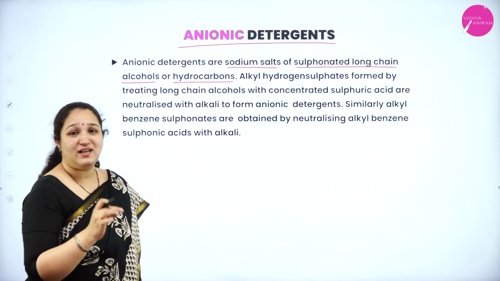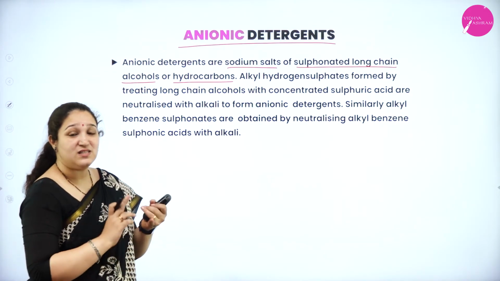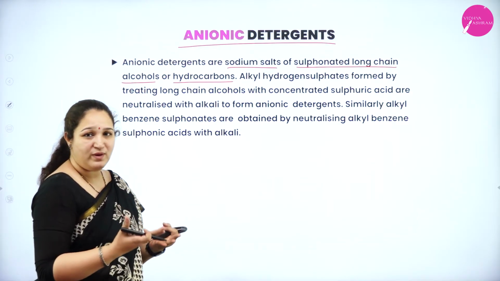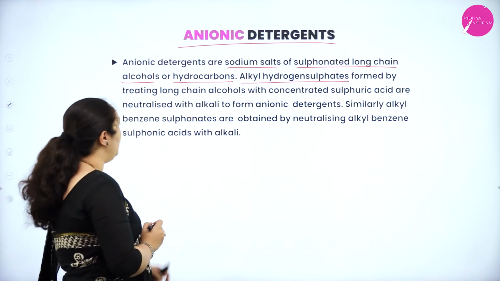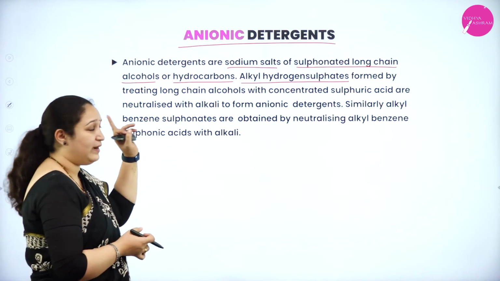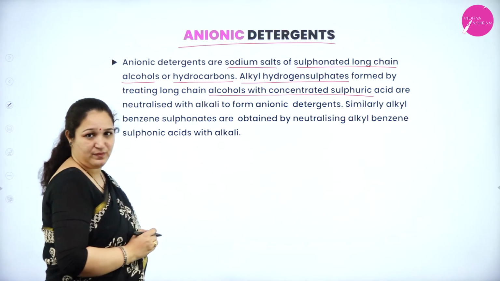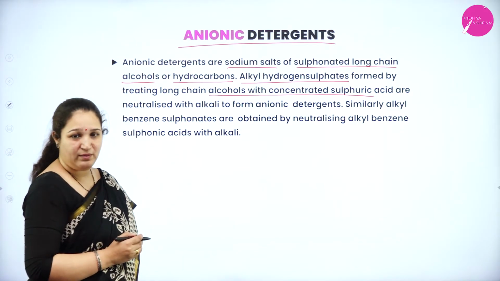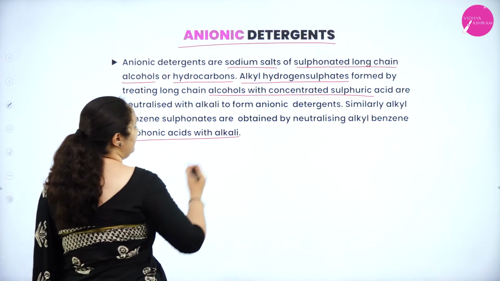So what is it? It is the sodium salt. All are sodium salts of what? Long chain sulfonated alcohols or hydrocarbons. So what we are doing? How is it prepared? First, alkyl hydrogen sulfates are formed by treating long chain alcohols with concentrated sulfuric acid. Or similarly, alkyl benzene sulfonates are obtained by heating or neutralizing alkyl benzene sulfonic acid with alkali.